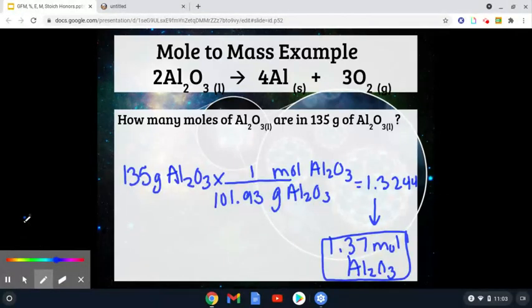Okay, so here is your answer to this problem. Oops, I messed that up. It's supposed to be a 2, not a 7. So you get 1.32 moles, all right?